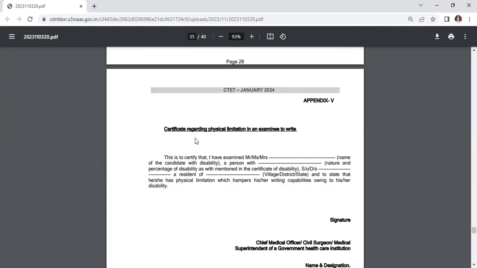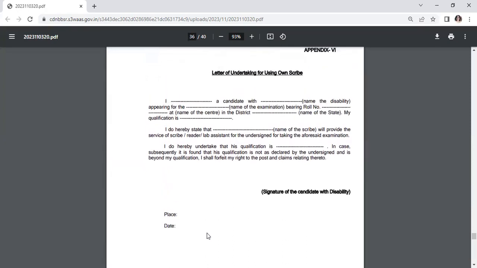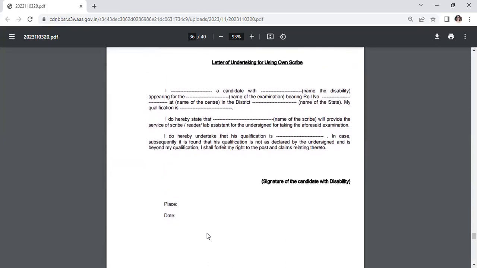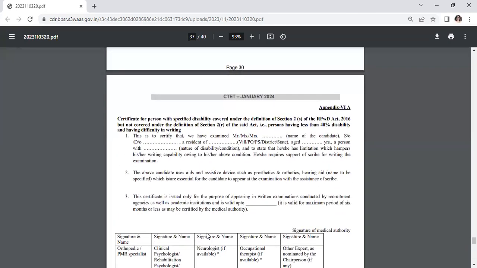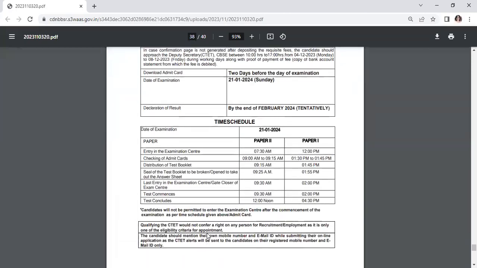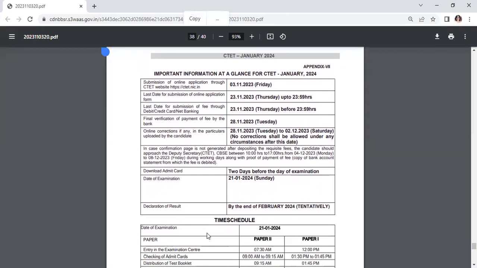Okay, this is the certificate regarding physical limitation of an examinee to write. You are going to provide this if you are physically handicapped. Then the letter of undertaking for using your own scribe. Here it is, the certificate for a person with specified disability. That also you are going to give to them. See, important information at a glance.